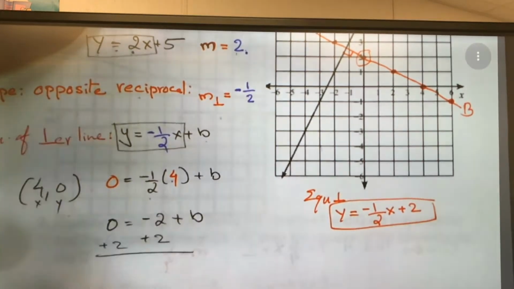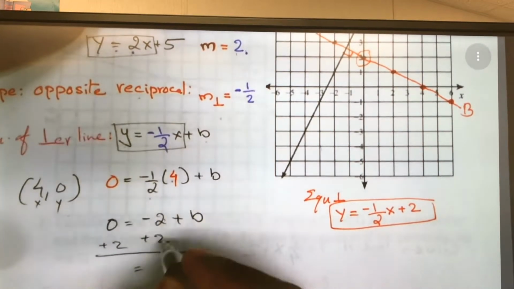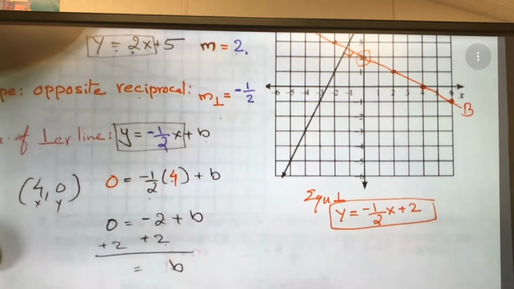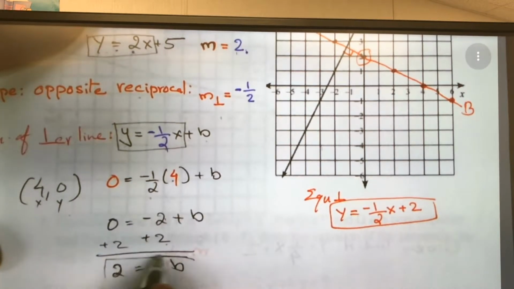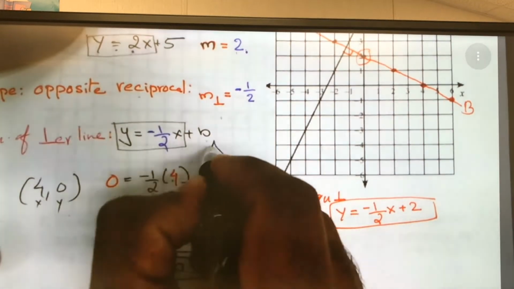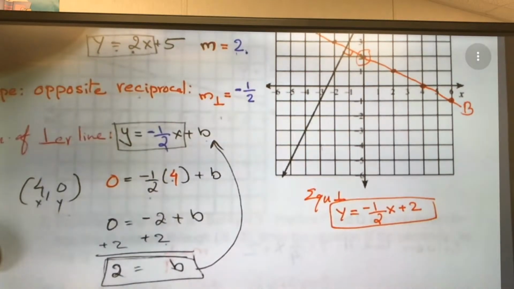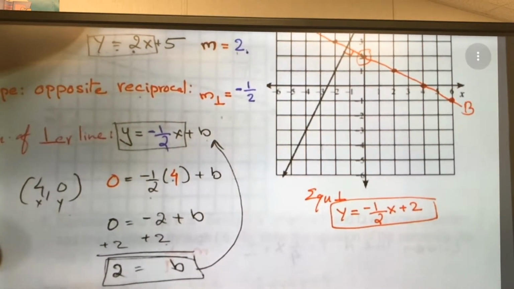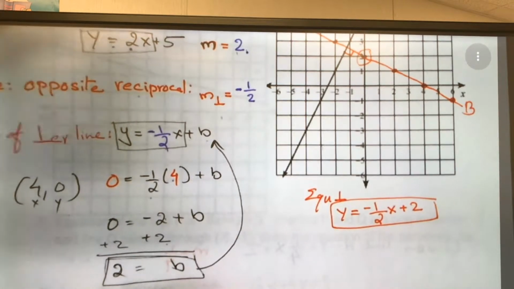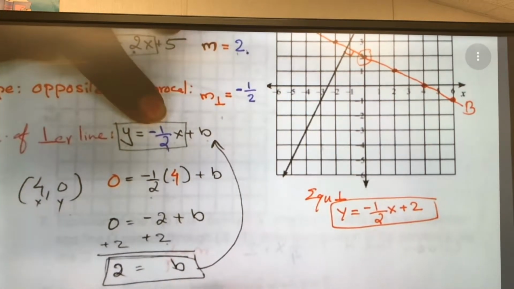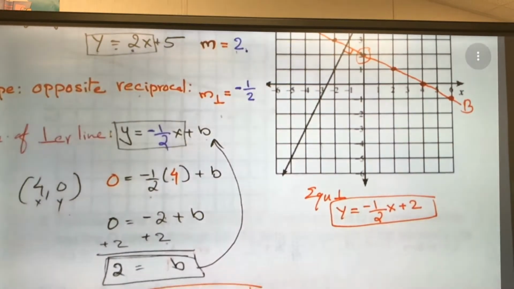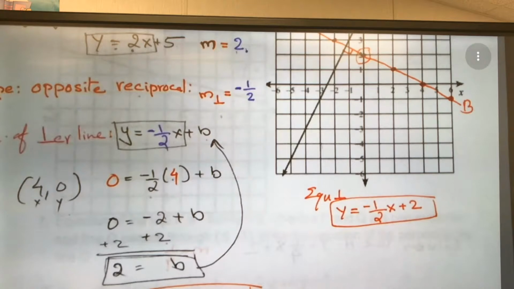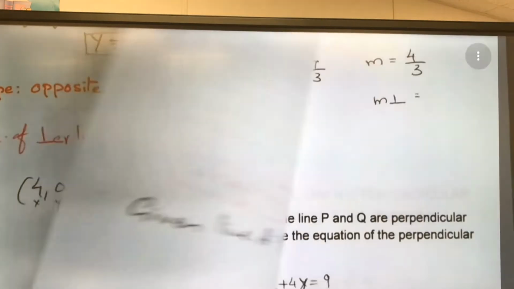So b is equal to, positive 2 and negative 2 cancel out, that becomes 0. So b is equal to 2. So once I have b, replace the b here with 2. So my equation of the perpendicular line is y is equal to negative 1 over 2x plus 2. With both ways you get the same answer, so you can follow either the graphical method or the algebraic method. So here is the next question.